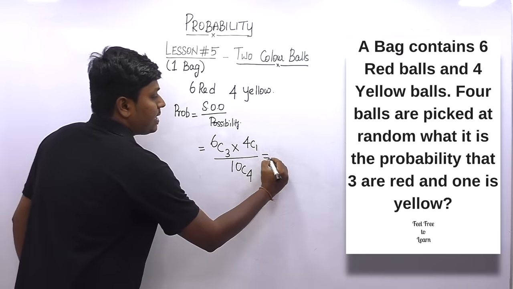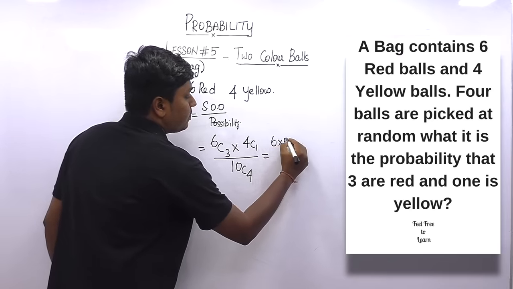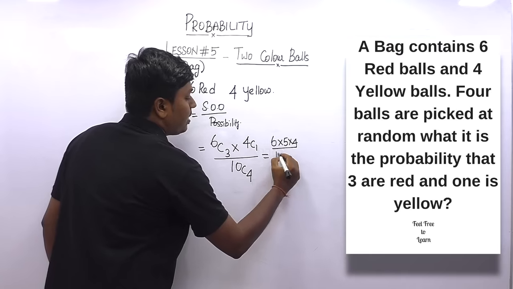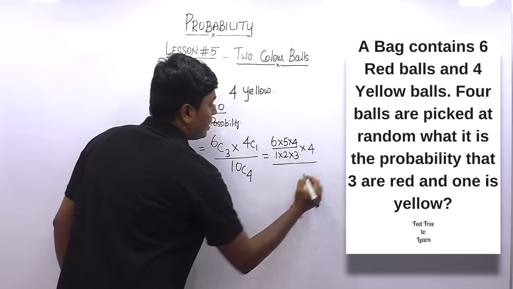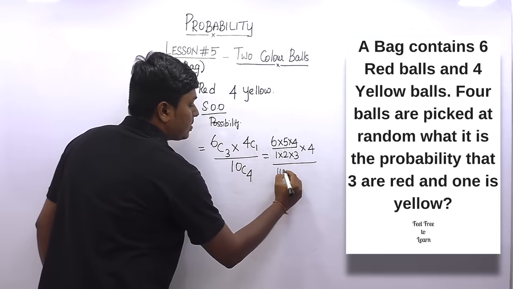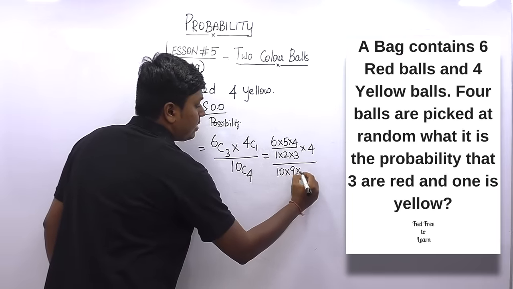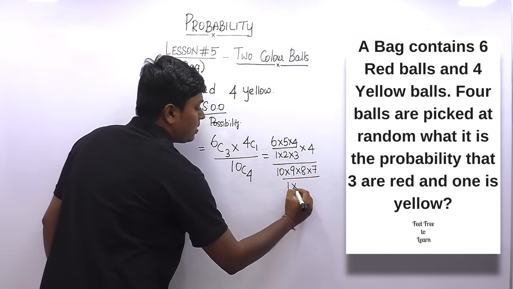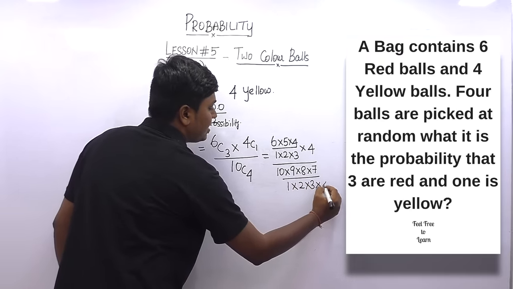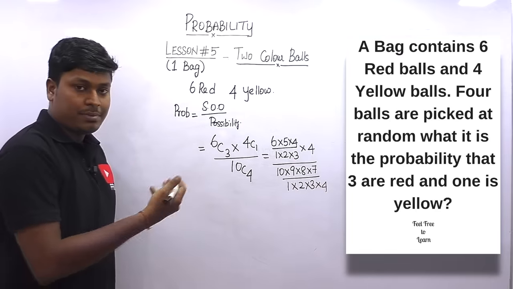So 6C3 can be written as 6 into 5 into 4 divided by 1 into 2 into 3. 4C1 can be written as 4, and the denominator is 10C4, so 10 into 9 into 8 into 7 divided by 1 into 2 into 3 into 4. These are the things we have already learned in the basics in the previous video, right?